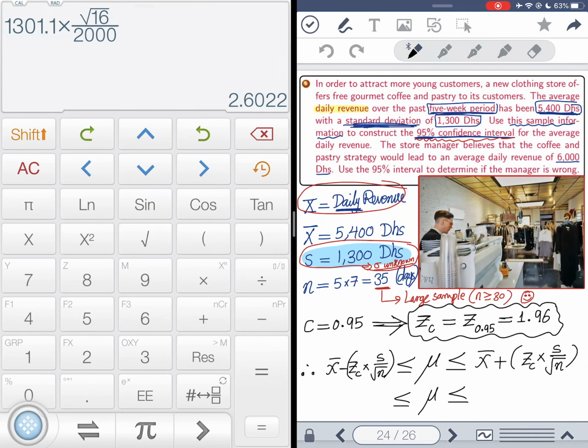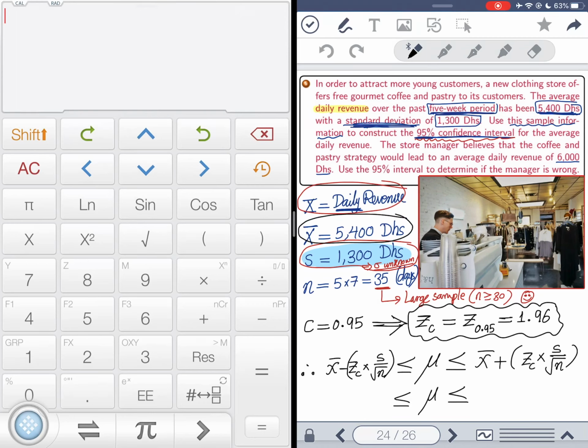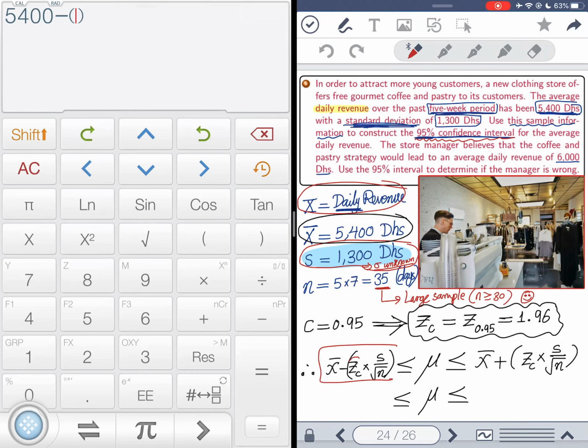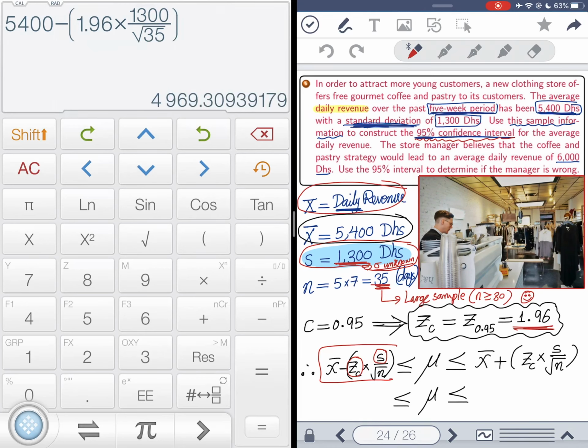So let's see, x bar is here, 5,400, minus, open parentheses, and now z sub c, remember I'm doing this first, z sub c is 1.96, times a fraction. I have s given as 1,300, divided by the radical of the sample size. Sample size is 35 days, 35.